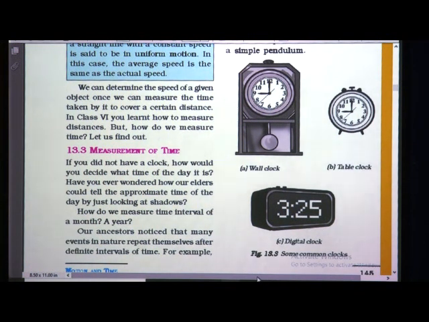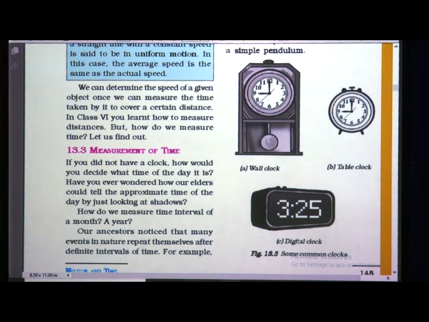In measurement of time, if you did not have a clock, how would you decide what time of the day it is? You know that when life started, initially there were no clocks. So how could they know what the time was in those days? That is asked here: if no clock is there, how can you decide what the time is during the day, or at night also?